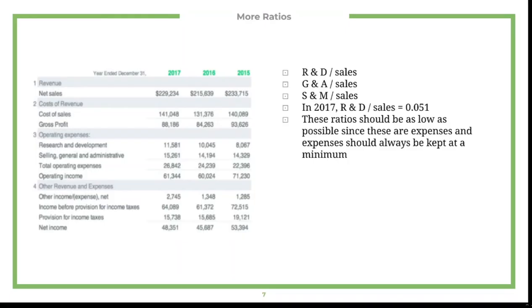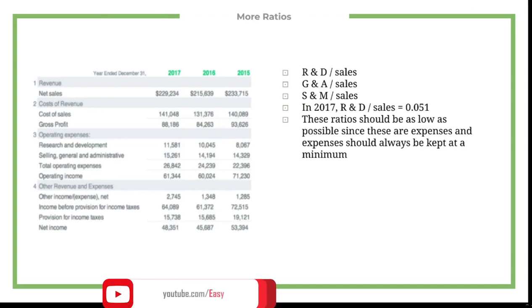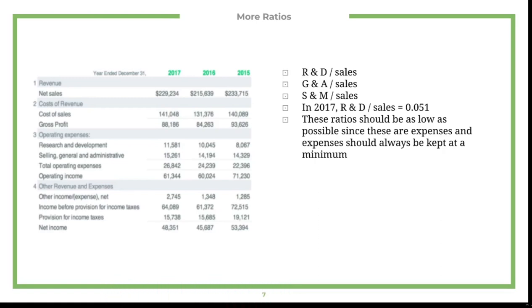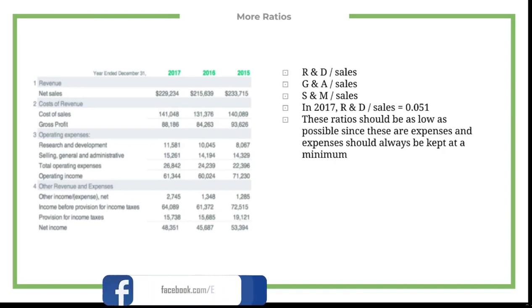And now let's look at a couple more ratios. The first one is R&D over sales, second one is G&A over sales, and the third one is sales and marketing over sales. So in 2017, the R&D over sales is 0.051, so about 5%. And since expenses are in the numerator of this fraction, these ratios should be as low as possible because it's always ideal to keep your expenses at a minimum.